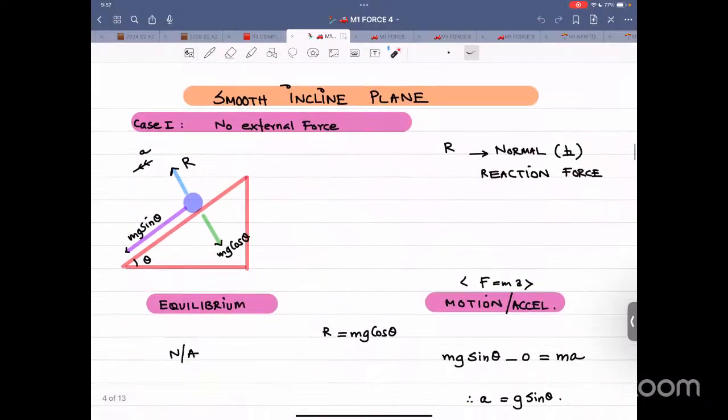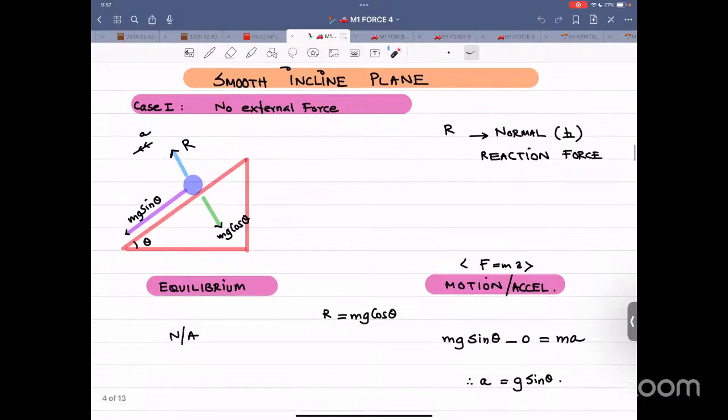The second thing, now some scenarios, and these scenarios are very, very important. They will help you get your A star. So now over here, case number one, it's a smooth inclined plane. There are no external forces. Weight is acting downwards. This particle will slide down. It will accelerate down. This R is the normal reaction force. Normal over here is the same normal, the tangent and normal. So this is perpendicular.